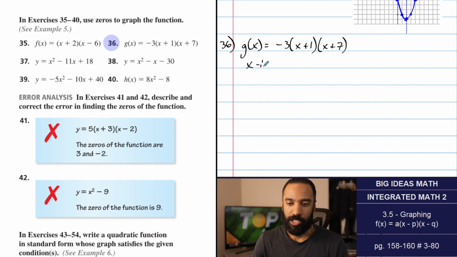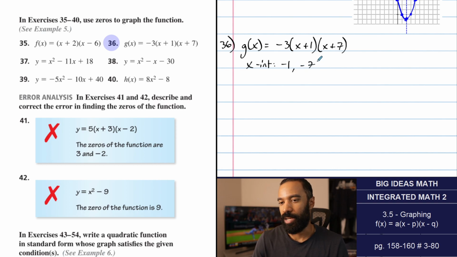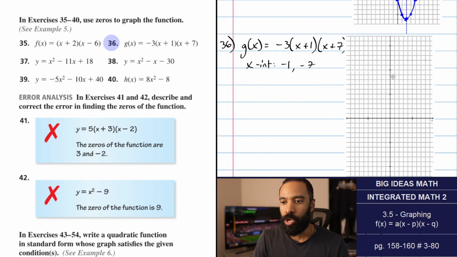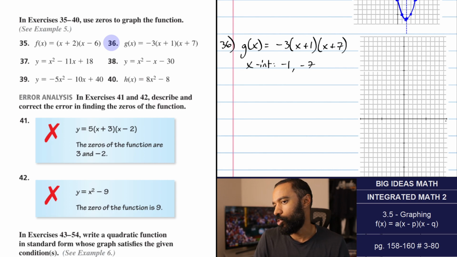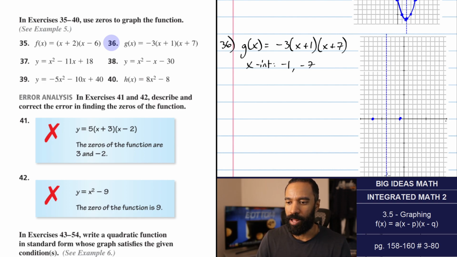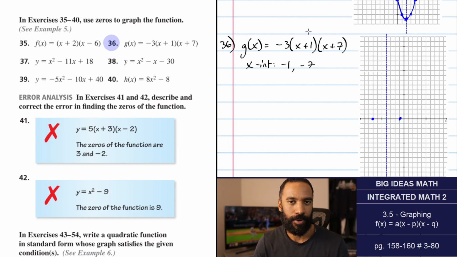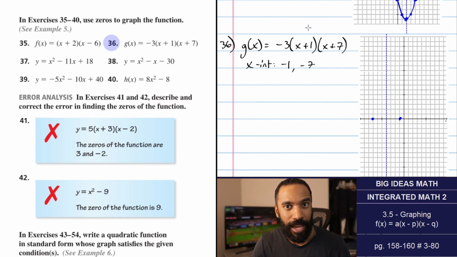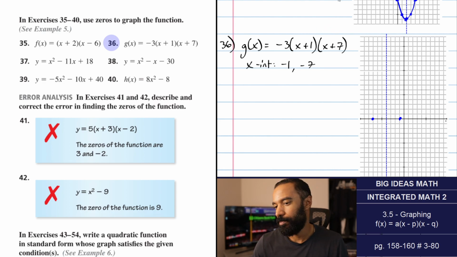Listen, the zeros are the x-intercepts, so after this I'm probably not going to label them. They're negative 1 and negative 7. I'm just going to go and plot them after this. So negative 1 and negative 7 are your two zeros, your two x-intercepts. Half the distance between negative 1 and negative 7 is 6. Half that distance is 3. Yes, x equals negative 4 is the axis, but we are going to multiply 3 times negative 3 times negative 3. We're going to get 27 as the y value for our vertex.